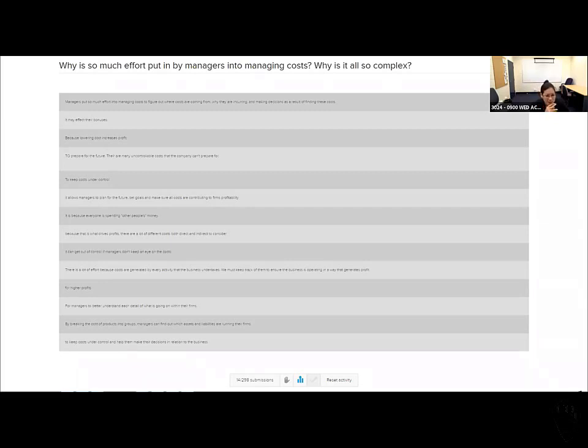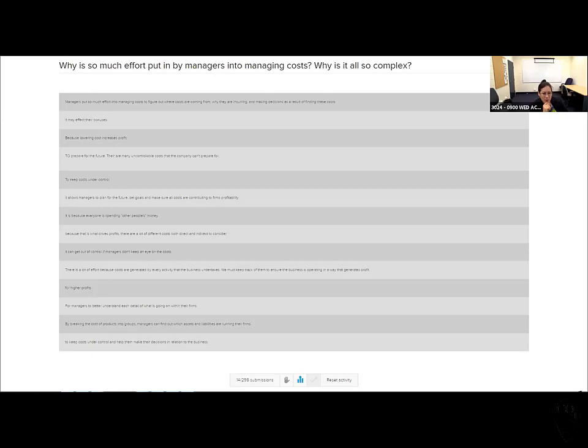It may affect their bonuses. That's true. That's insightful. Because lowering costs increases profit. Well, you would think so, but sometimes lowering costs doesn't actually increase profits. And I think Martin touches on that today too.